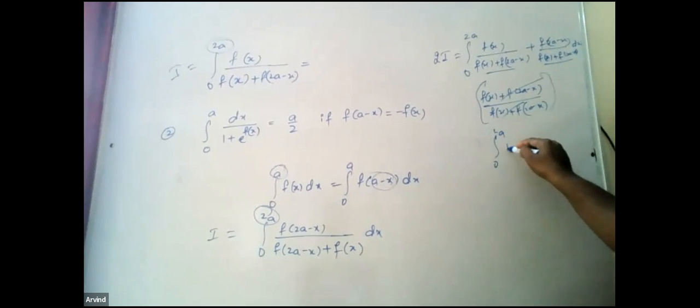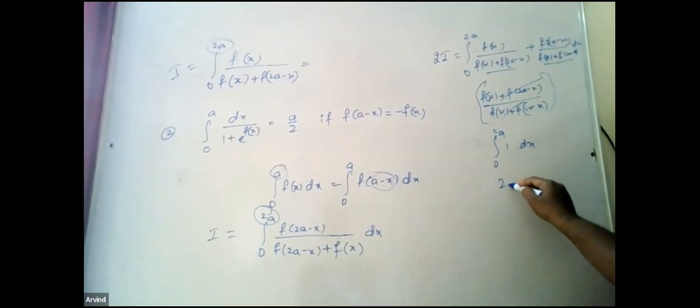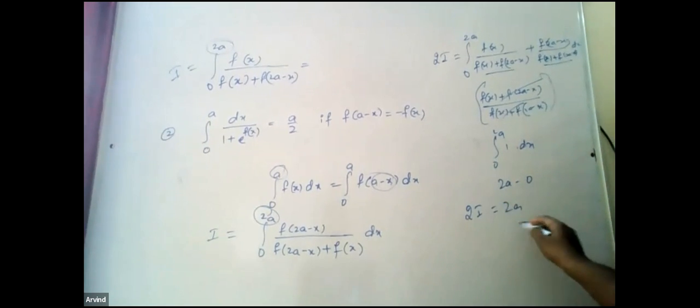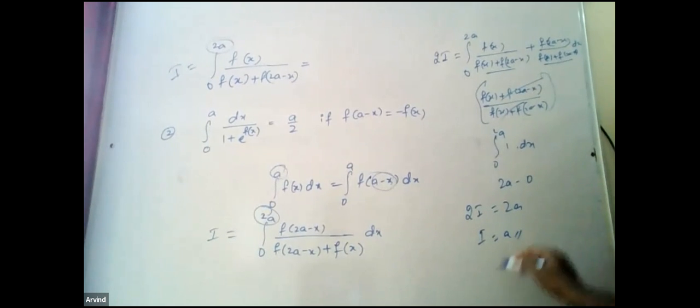So 0 to a, 1 dx. If you do it, it will become 2a minus 0, that is 2a. So 2I is equal to 2a, therefore I will become equal to a. That is how the derivation goes.